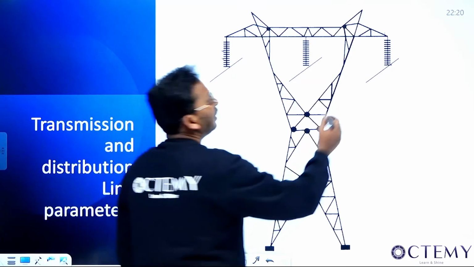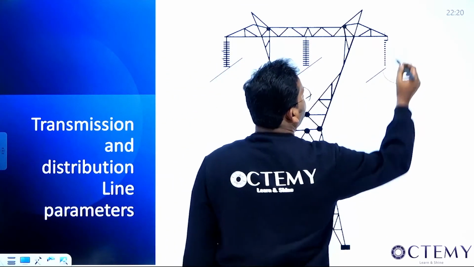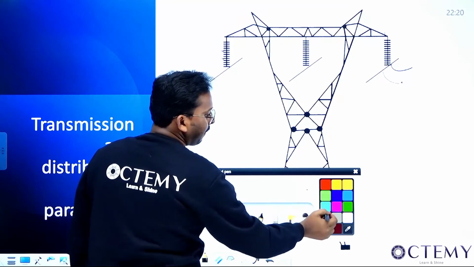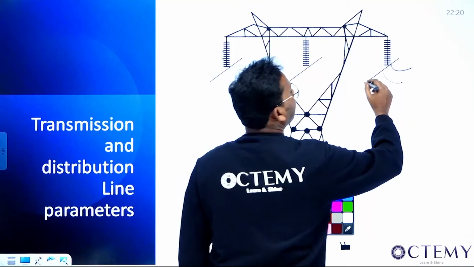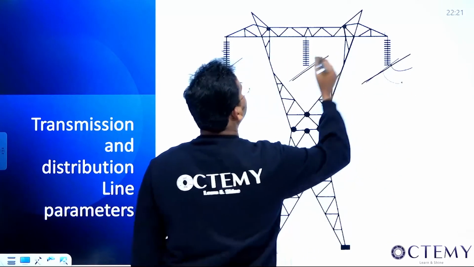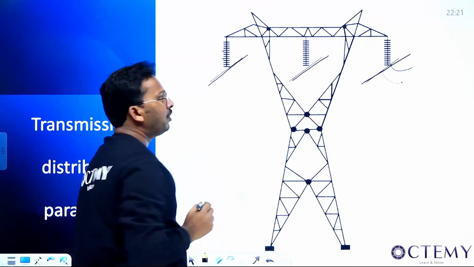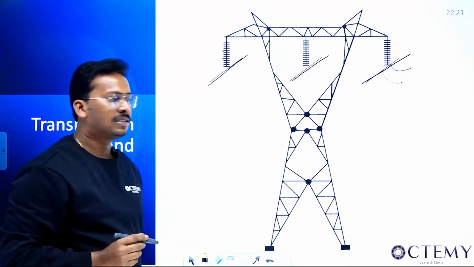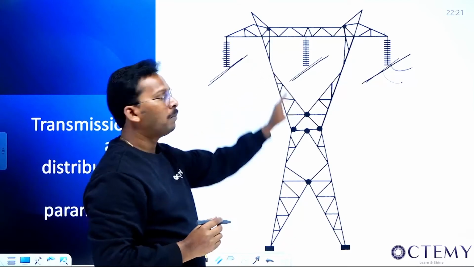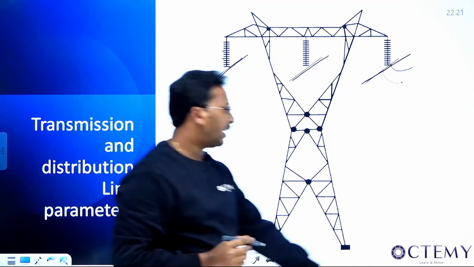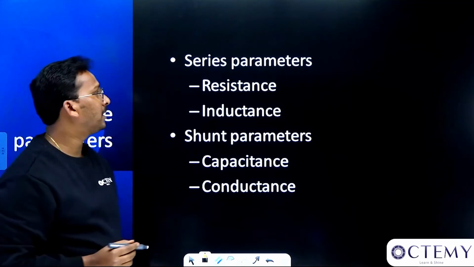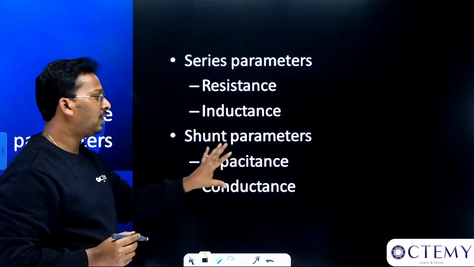You could see this is line 1. So this is the first line, this is the second line, and this is the third line, right? So whenever you have lines like this, we will have to do some analysis on these lines. To do the analysis, we have to model them. To model these transmission lines, we are basically using 4 parameters. What are those 4 parameters, sir? 2 series parameters and 2 shunt parameters.